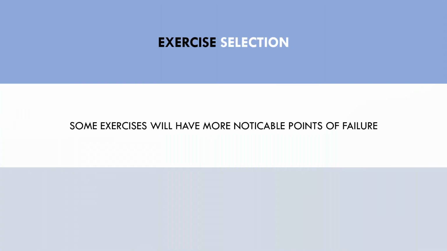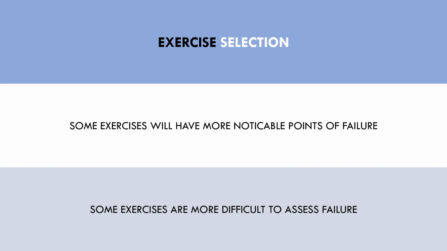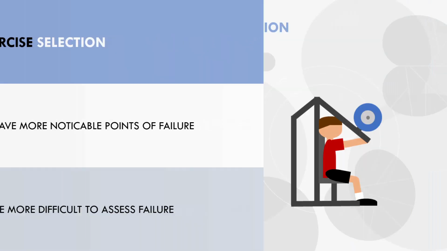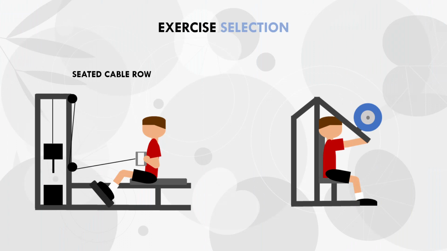Another factor which will influence the point of failure is exercise selection. Different exercises have more noticeable points of failure compared with others. Some exercises are difficult to objectively assess the point of failure, while others are more clear. For example, a seated cable row is generally quite difficult to assess the point of failure for some trainees. This is because even very slight deviations in technique can allow the trainee to perform drastically more repetitions in that set. Furthermore, trainees can often continue to perform the movement without necessarily engaging the back muscles maximally.